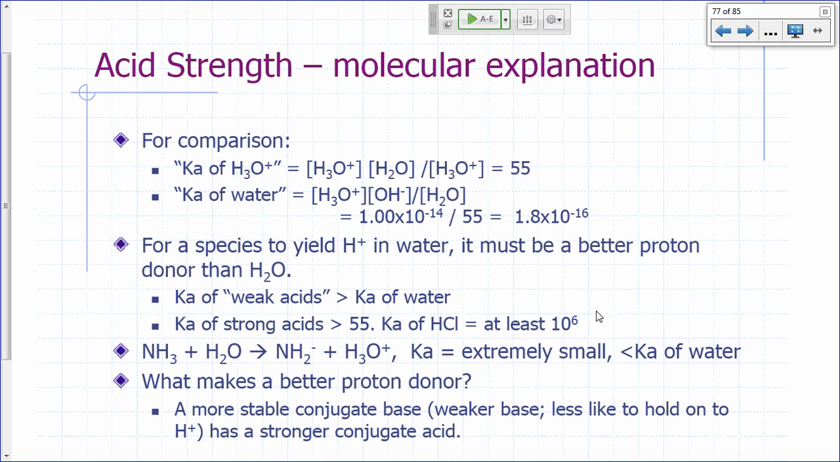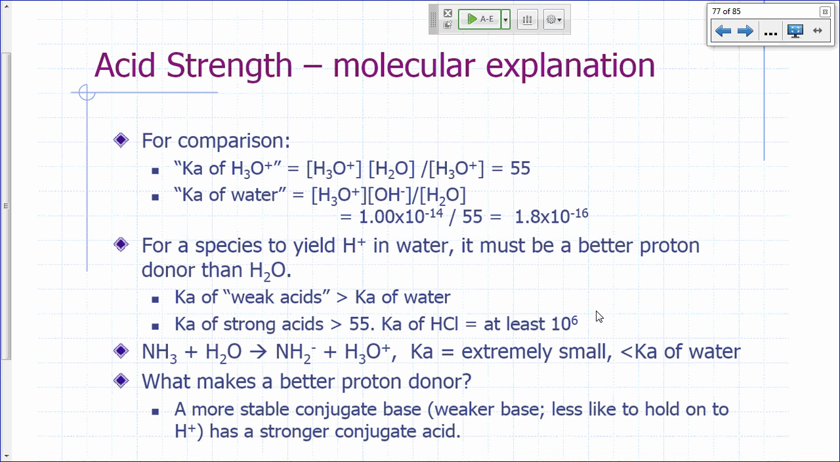We said before that some acids are strong, some acids are weak, some compounds don't donate H plus to water. Why is that? What's the basis for that? We just sort of accepted that. We use Ka as a way of gauging whether an acid is strong or not, right?